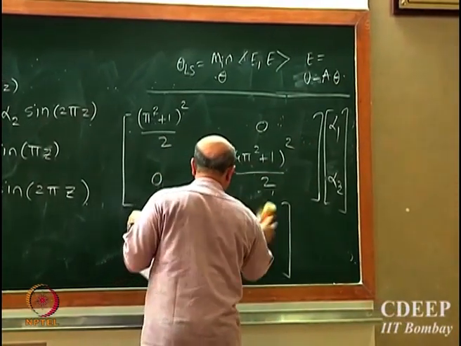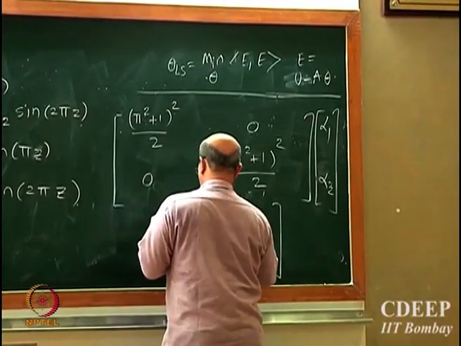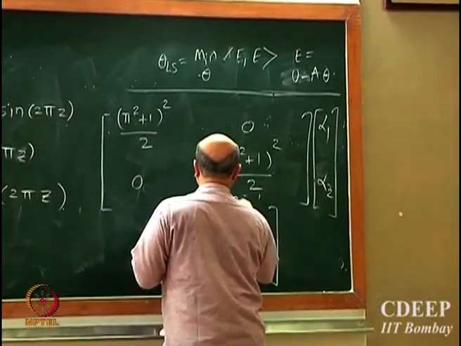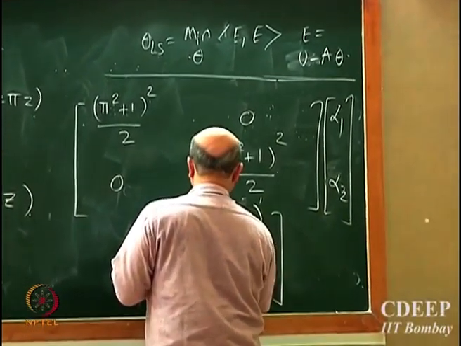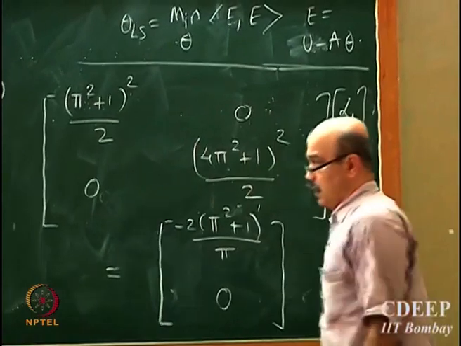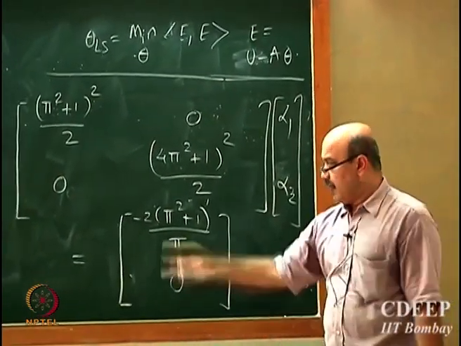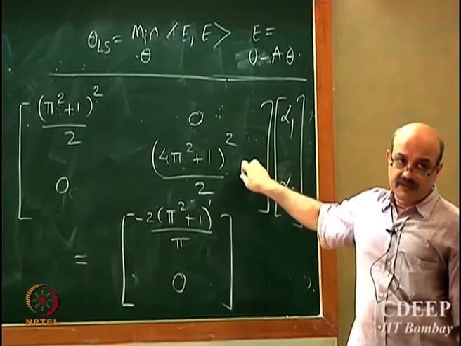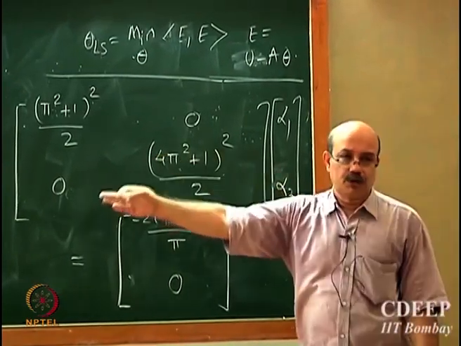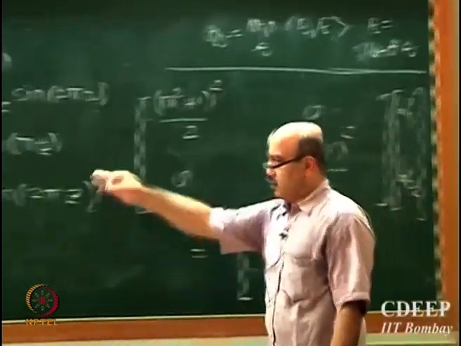Right hand side will turn out to be minus 2 pi square plus 1 by pi and 0. If I do patiently all those 4 integrals, then I get this equation. I have chosen orthogonal basis functions here.